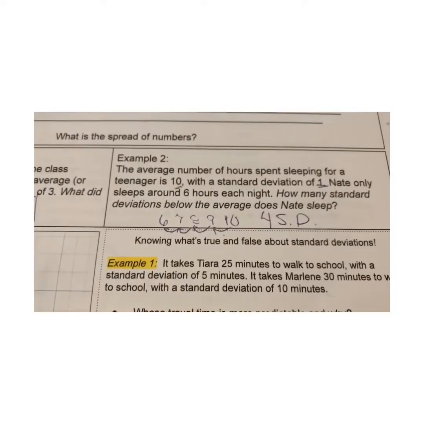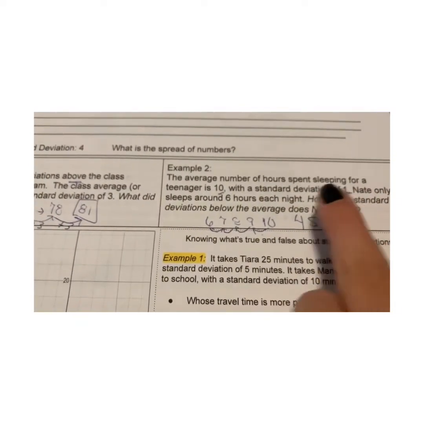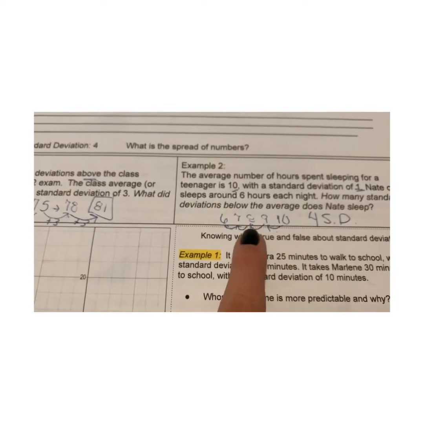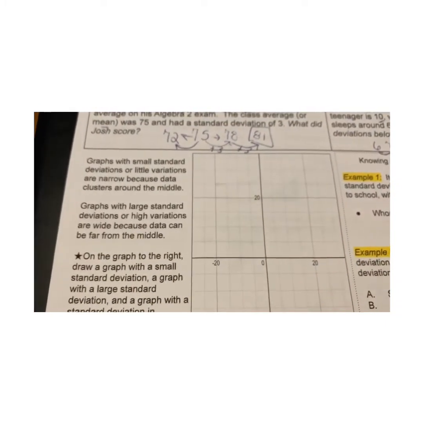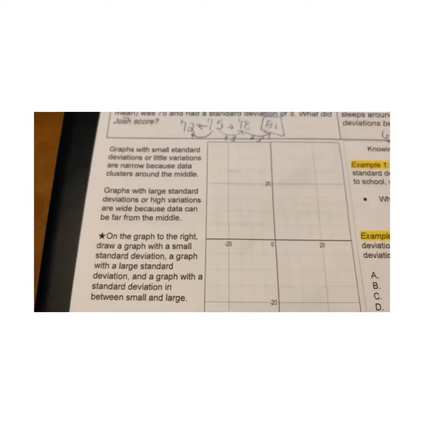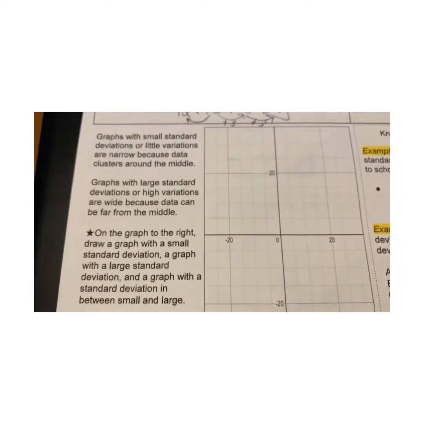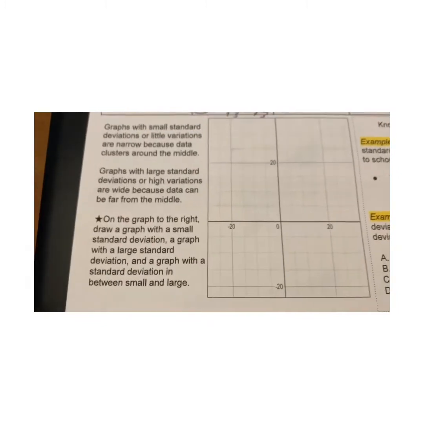This one had a small standard deviation of 1, so the numbers were all very close together. Makes sense. So my graphs can be very close together, okay? Graphs with large standard deviations or that high variation are wide. They're far out because the data can be far from the middle. So what am I asking you to do?